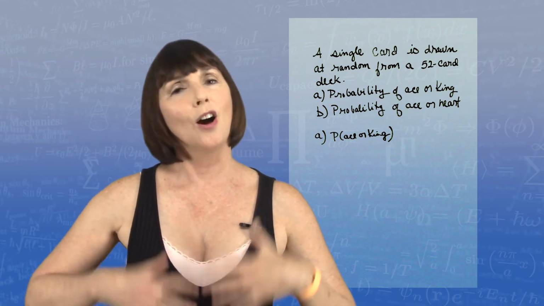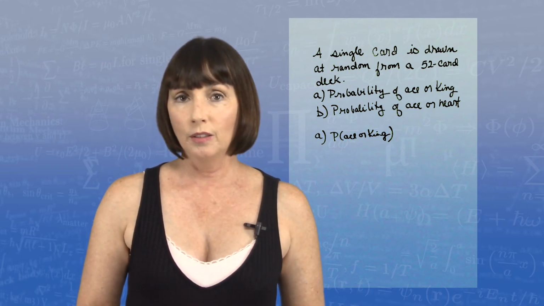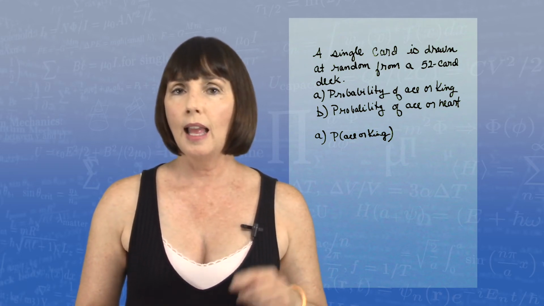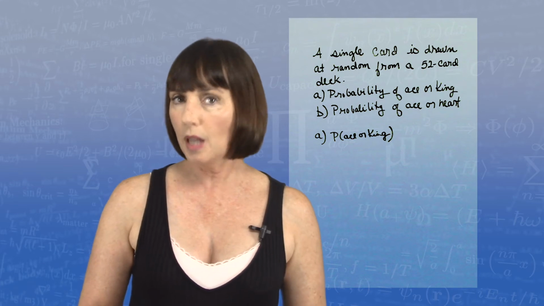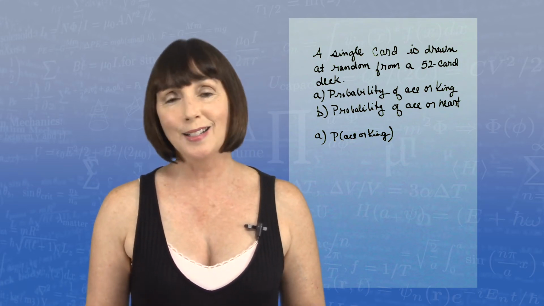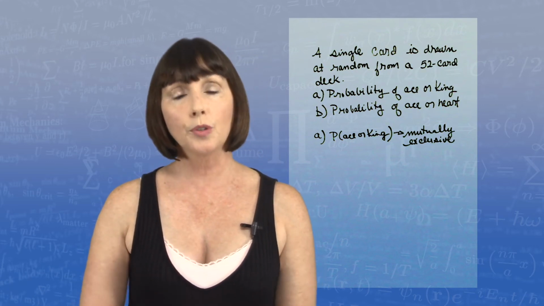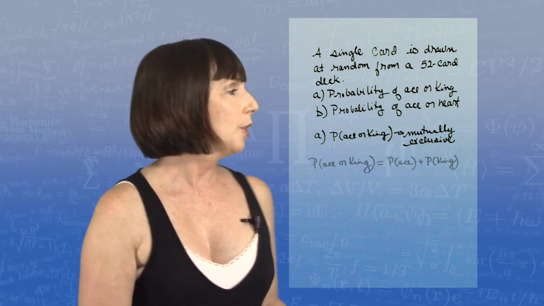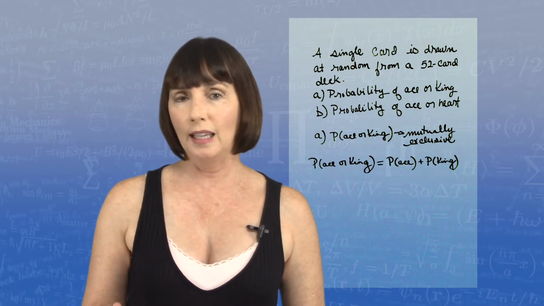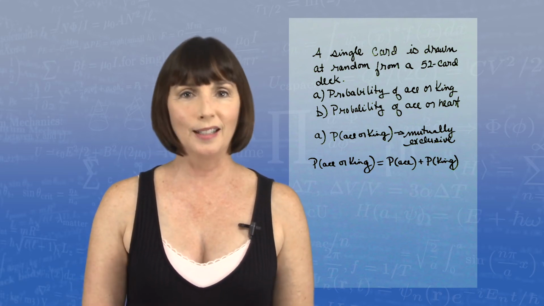Again, we ask, are these events mutually exclusive? Could you draw, with a single draw from the deck, an ace and a king at the same time? No, you could not. If you do a single draw, you might get an ace or you might get a king, but you can't get both. So these events are mutually exclusive. So the probability of drawing an ace or a king is equal to the probability of drawing an ace plus the probability of drawing a king.